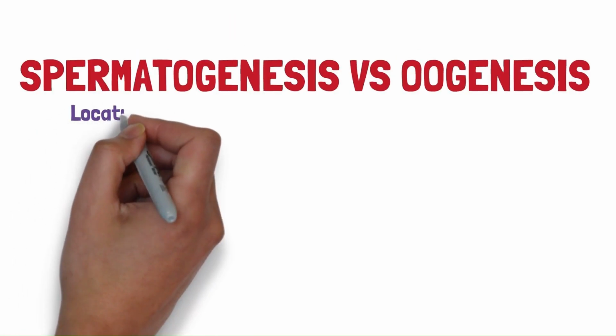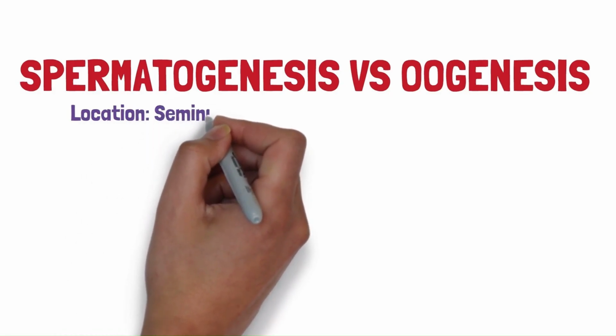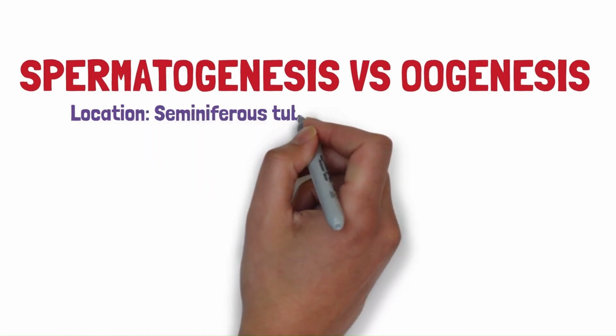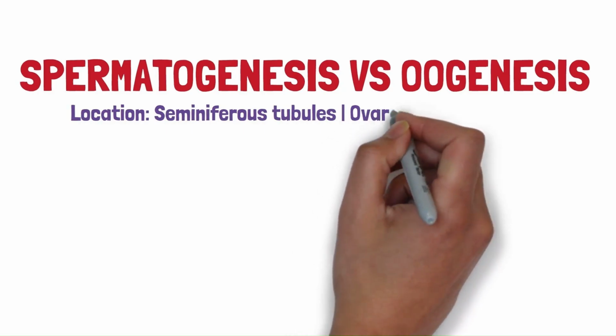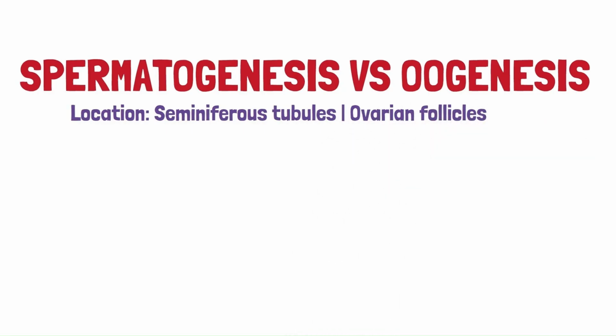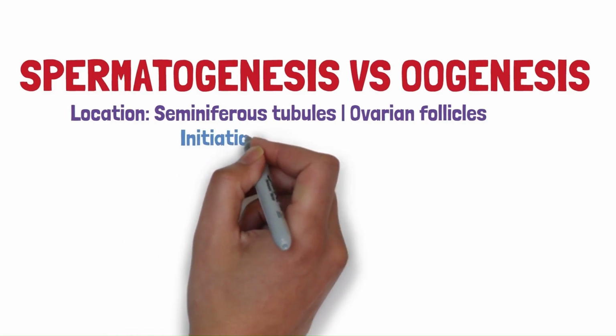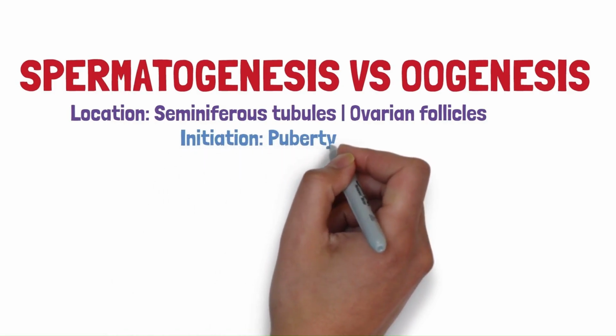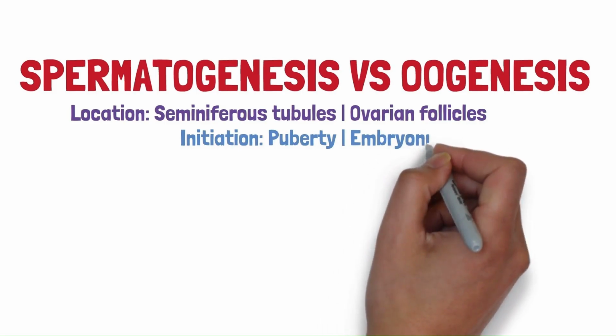Let's lock this comparison in by reading straight across the table. Location. Spermatogenesis happens in the seminiferous tubules. Oogenesis happens in the ovarian follicles. Initiation. Spermatogenesis kicks off at puberty. Oogenesis actually begins back in the embryo, then arrests for years.